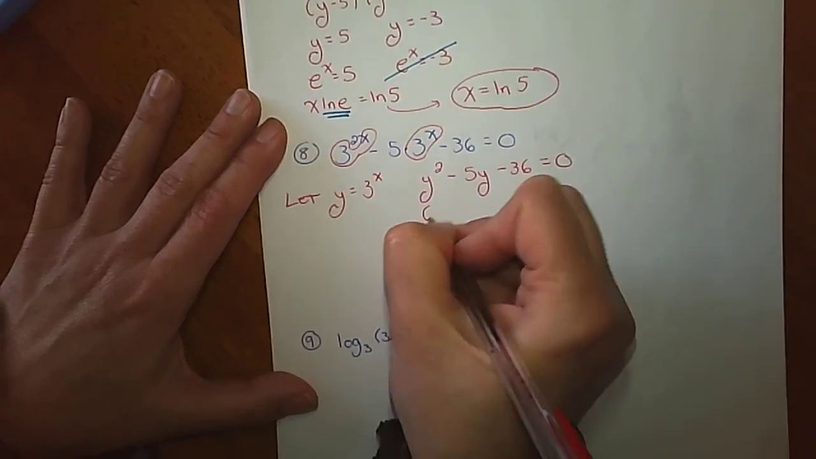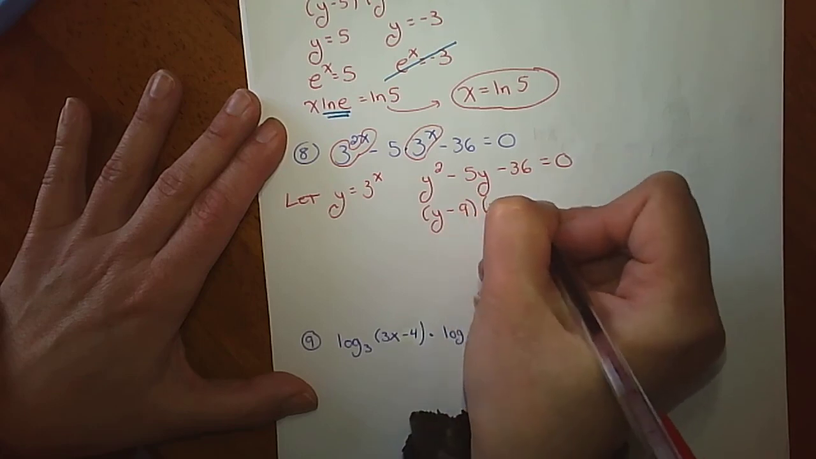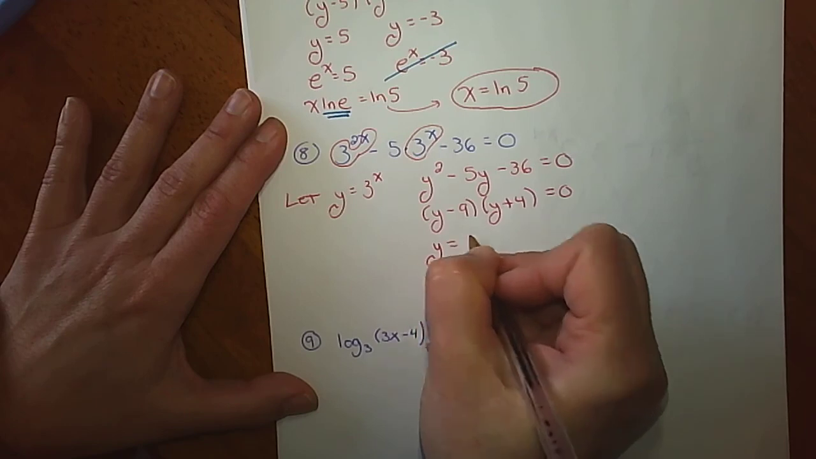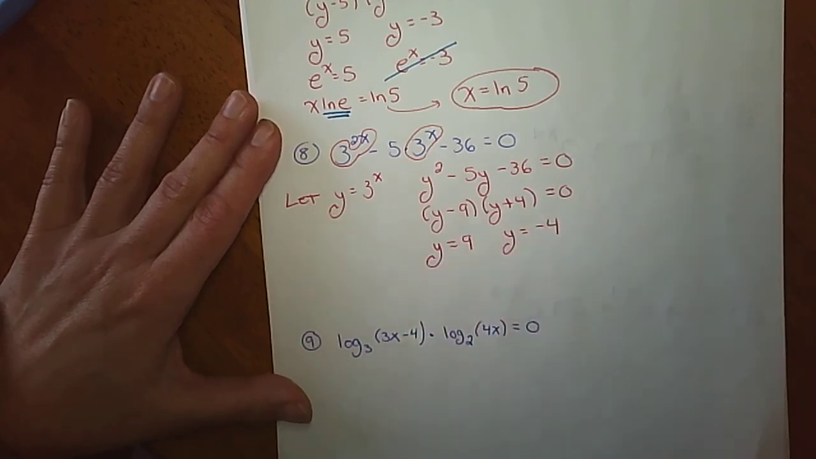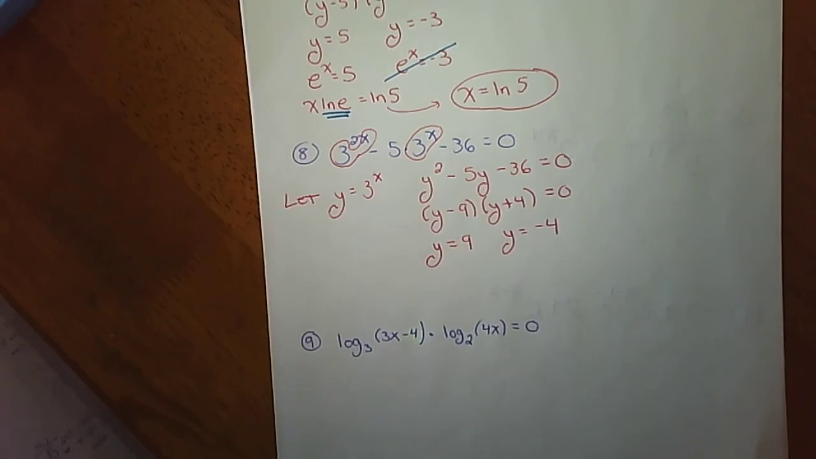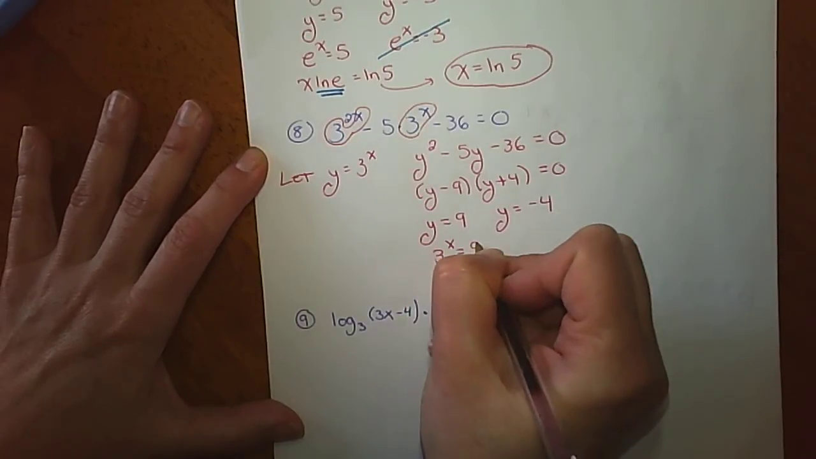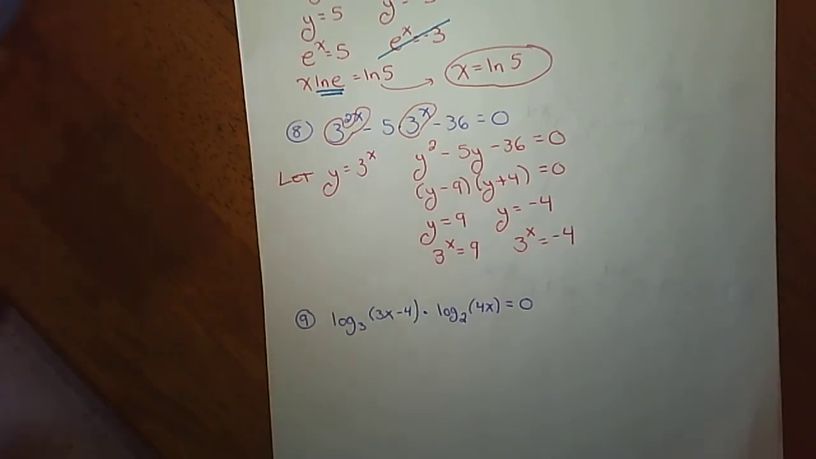So I'm going to factor this guy. Y minus 9, y plus 4. So we get two possible answers here. Y equals 9, y equals negative 4. Now again, this question did not have a y in it to begin with. So I bring back in my 3 to the x. 3 to the x equals 9. 3 to the x equals negative 4.